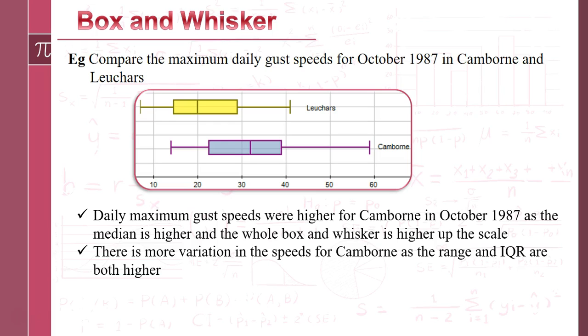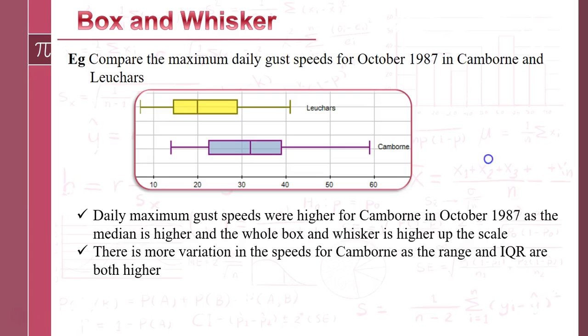October 1987, the big storm, and it's expected that you know that the storm really only hit the south of Britain, which is where Camborne is. Leuchars, which is up in Scotland, wasn't affected by it in the same way, which is why we're seeing these differences. Okay, and there you go, that's it sorted for box and whiskers.